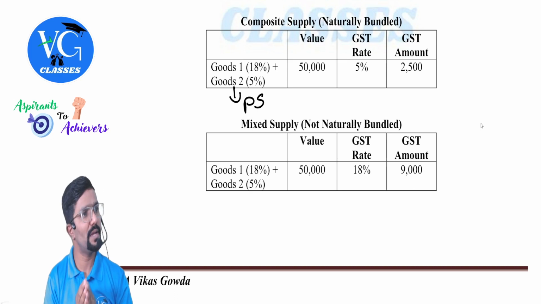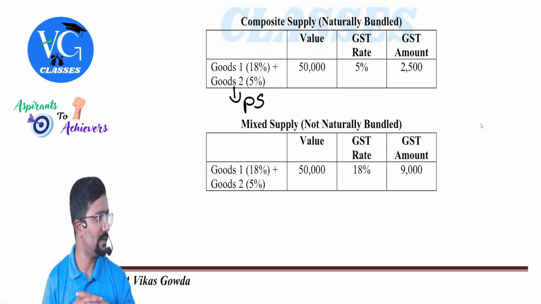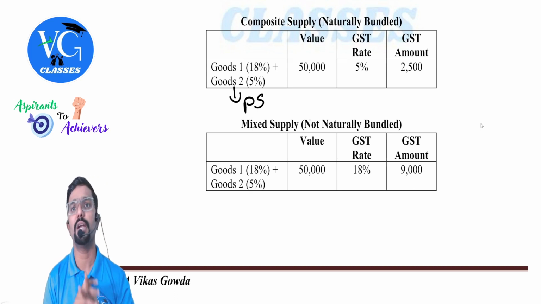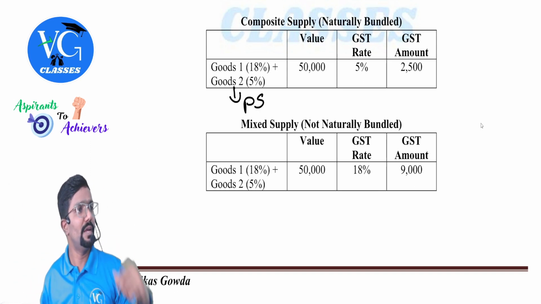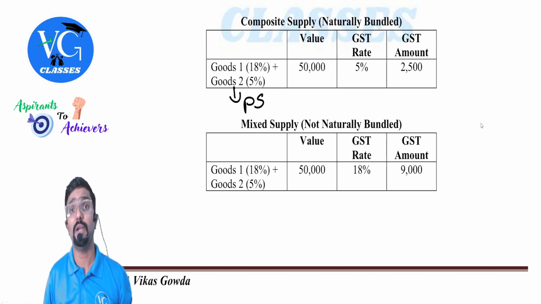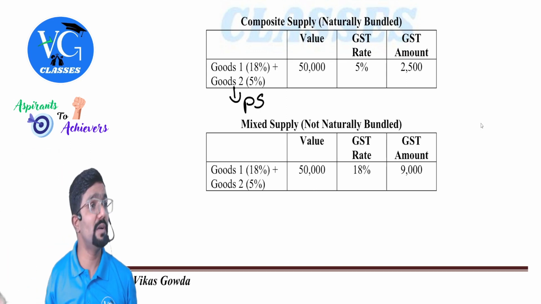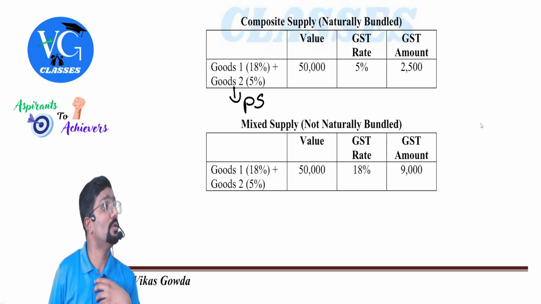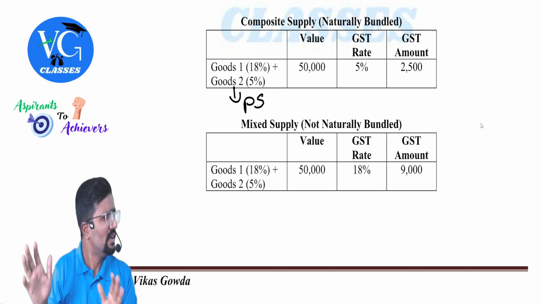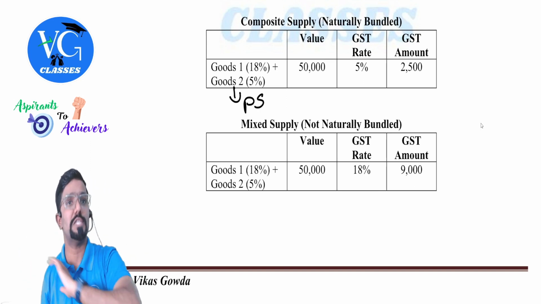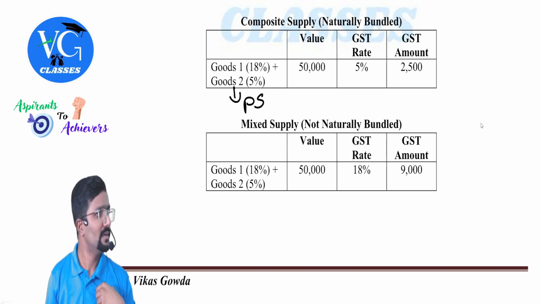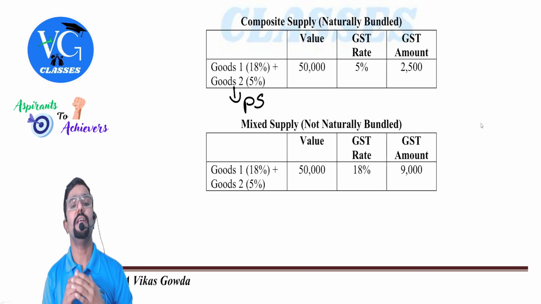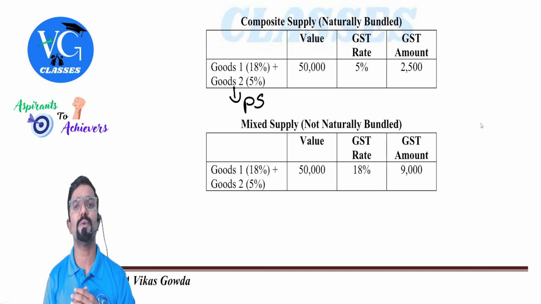Is it a composite supply? Yes, it is naturally bundled. I cannot go buy the TV in one shop, the remote in another shop, the cable in another shop. Correct? Naturally bundled. Now our Vedesh will say, sir, I will buy separately. He is an exception. I told you, the majority of the customers want to buy it together. Correct? Yes, sir. In that case, do we treat it as a composite supply?